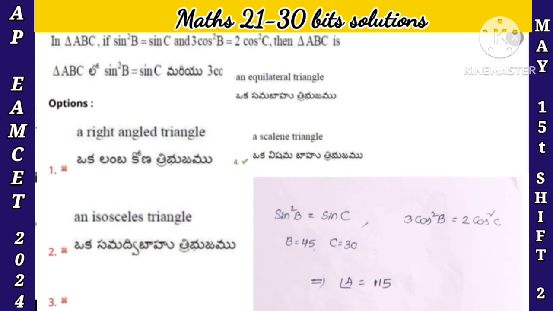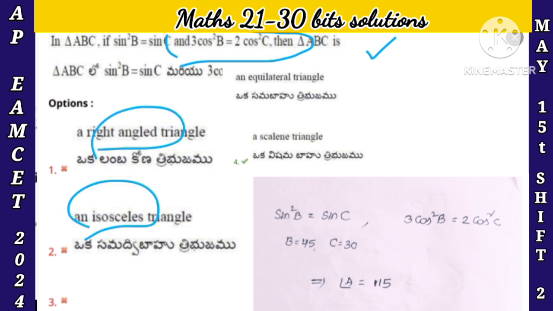The question is, in triangle ABC, if sin square B is equal to sin C and 3 cos square B is equal to 2 cos square C, then triangle ABC, what does this triangle represent? Is it a right angle triangle, or isosceles, or equilateral, or scalene triangle? How to find which type of triangle this is?